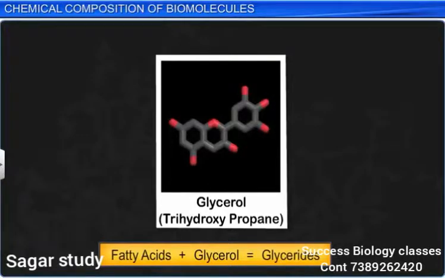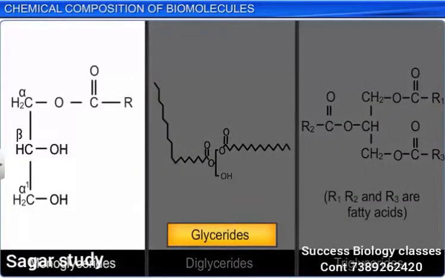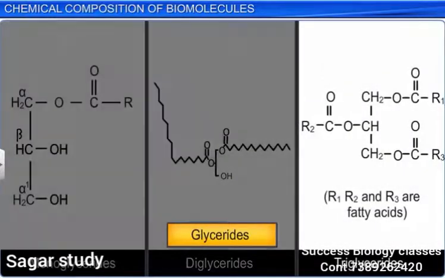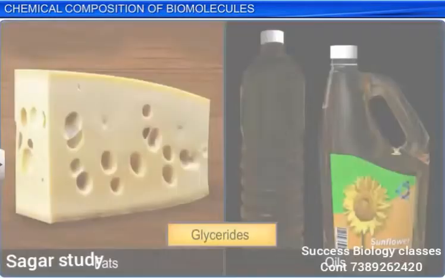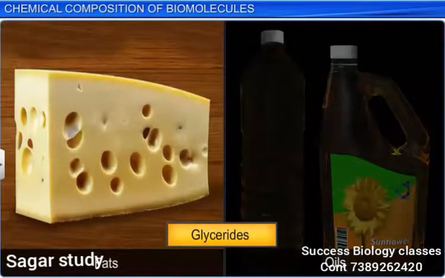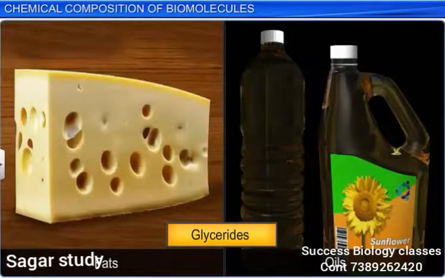Glycerides can be monoglycerides, diglycerides, and triglycerides. Based on their melting points, glycerides may be either fats or oils. Oils have a lower melting point and hence remain as oil in winter, while fats freeze easily at low temperatures.